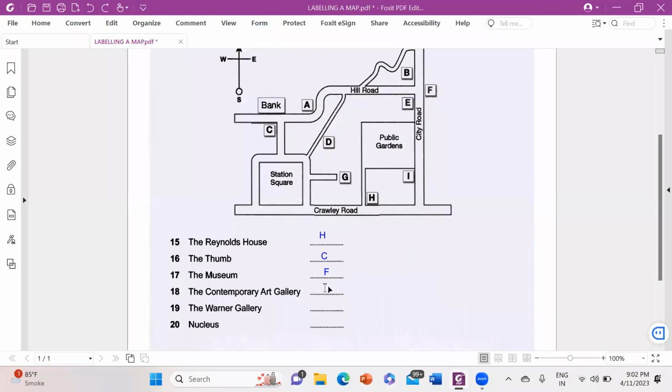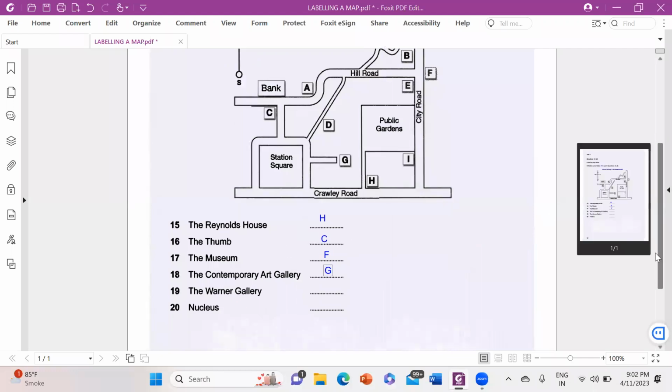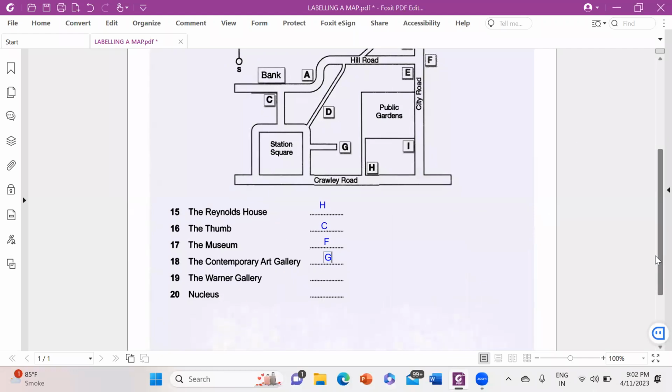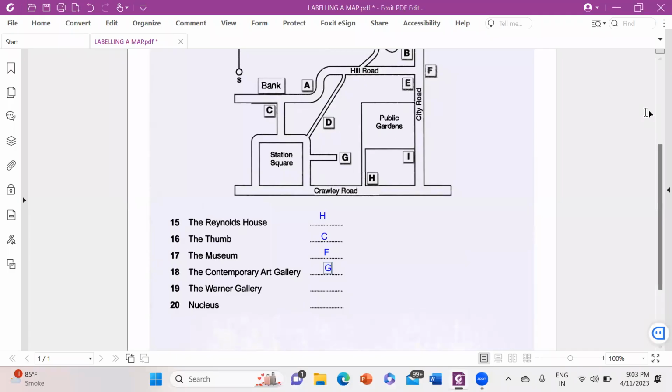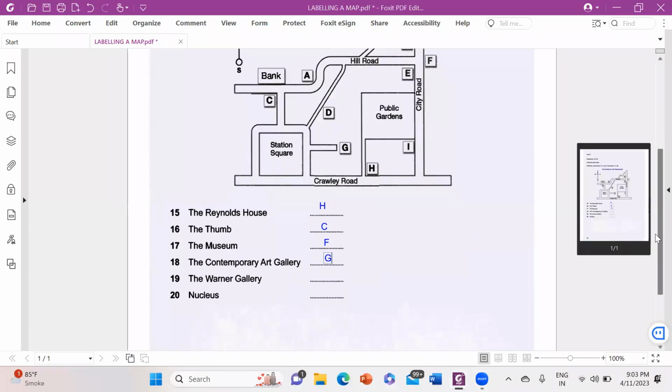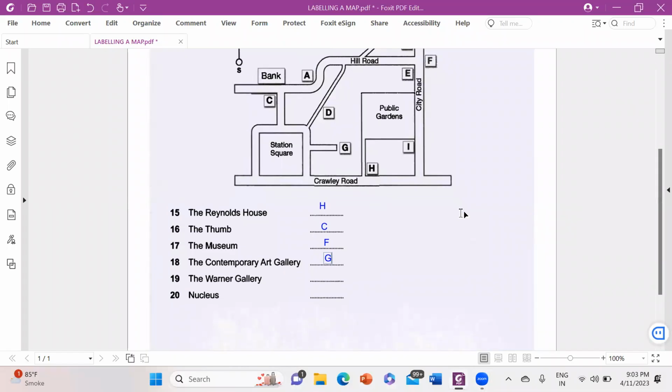Let me write G over here. What about question number 19, guys? The Warner Gallery. Let me know your answers. Again, I'm getting different answers. Some are saying E, some are saying I. So let us see what they said for question number 19.